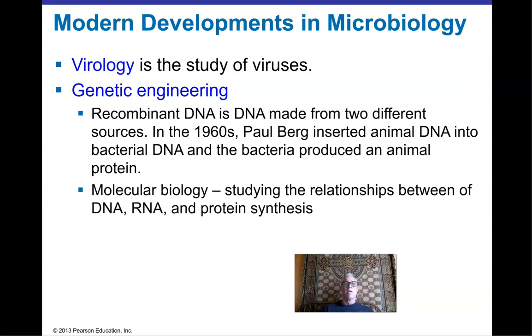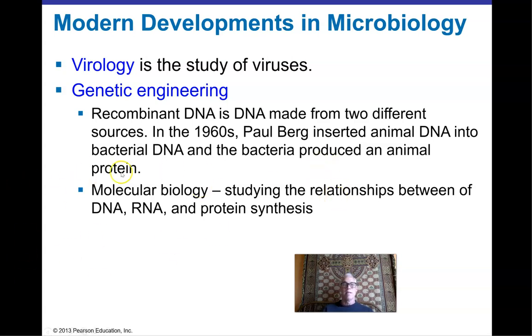Virology, studying viruses. Genetic engineering. Genetic engineering is the term that's used to describe manipulating genes in order to produce organisms that will be helpful to humans. So in the 1960s, Paul Berg, for the first time, took some DNA from an animal cell and inserted it into a bacterial genome, the genes of the nucleic acid, the DNA of a bacterium, and showed that the bacteria would then produce an animal protein. So this idea that DNA is the recipes or the information for producing protein in cells. So that was a huge breakthrough.